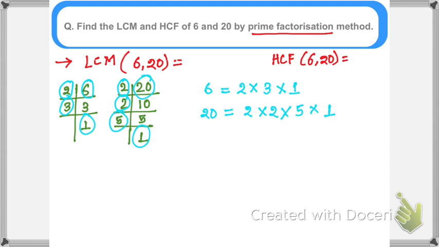Okay, now we need to find the LCM and HCF. So for HCF, we will have to find the highest common factor. These are the factors. Now we need to find out the highest common factor. What is the highest common factor among both the numbers? Common factors are 2 and 1. So among them, 2 is the highest. So the HCF of both the numbers is 2. The highest common factor is 2.